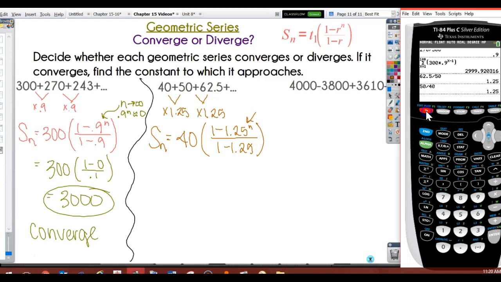And we could look at a graph just to verify this. So I'm going to go ahead and type this formula into y1 so we can actually see what's happening to the sum.